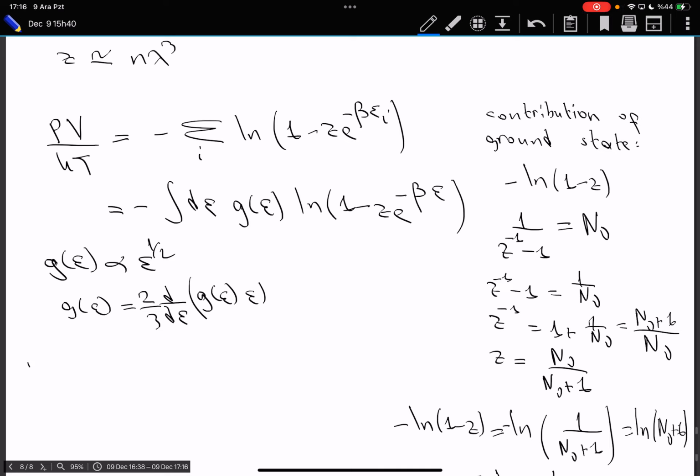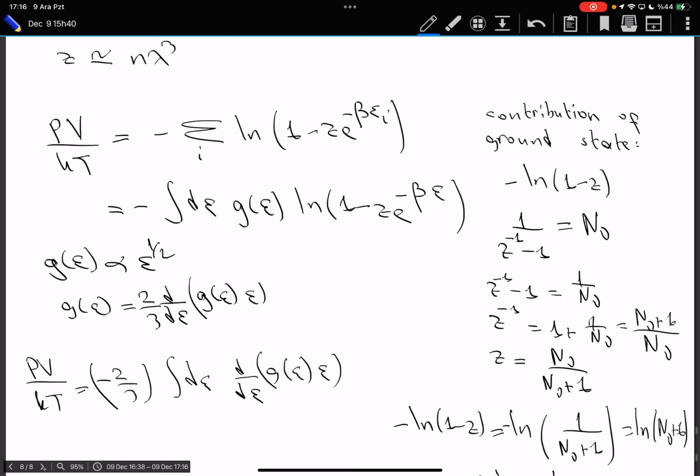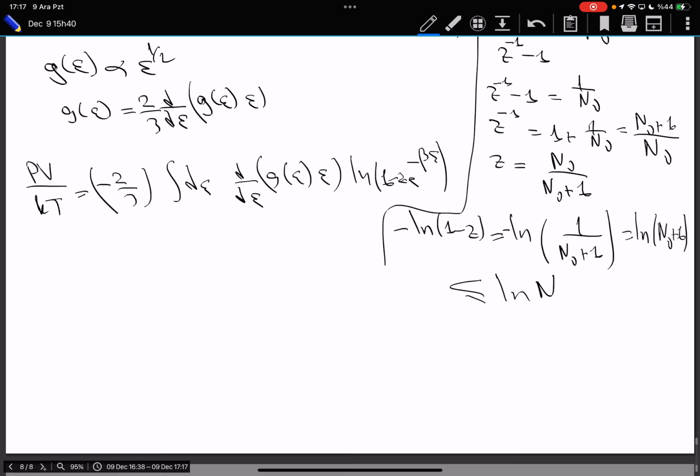Now, what does this tell me? PV over KT. This is equal to minus 2/3 ∫ dε G(ε) ε ln(1 − z e^(−βε)). PV over KT, which is equal to minus 2/3.